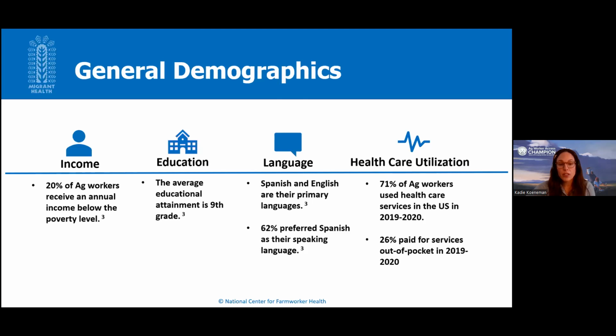Looking at healthcare utilization, 71% of agricultural workers used healthcare services in the US in the past 2 years. When it comes to payment, 26% paid for their services out of pocket, 16% paid using personal or family insurance plans, 24% used Medicaid or Medicare, and 11% were not charged for their visit.